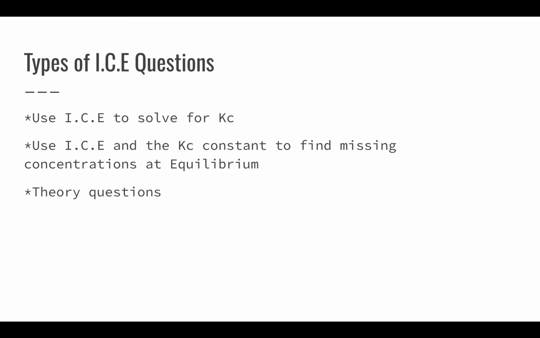One is you use it to find information within the chart, and then you're able to solve for the Kc constant. The other way is that you use the chart, and then you would have an unknown, and you have the Kc constant, and you use that information to find your unknown, which allows you to find the concentrations at equilibrium. And then the last one is some theory questions.